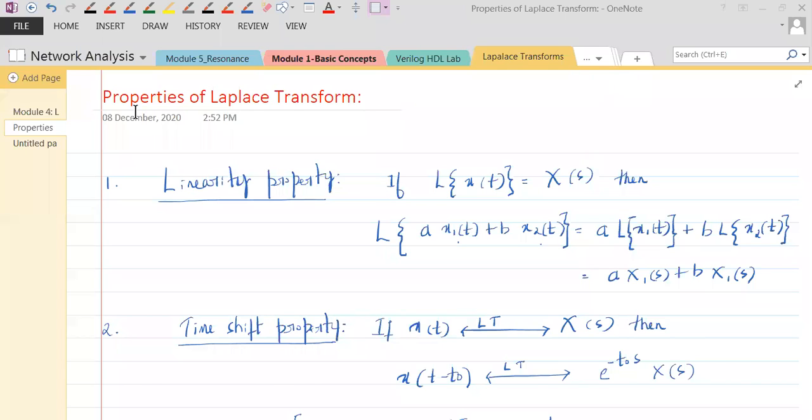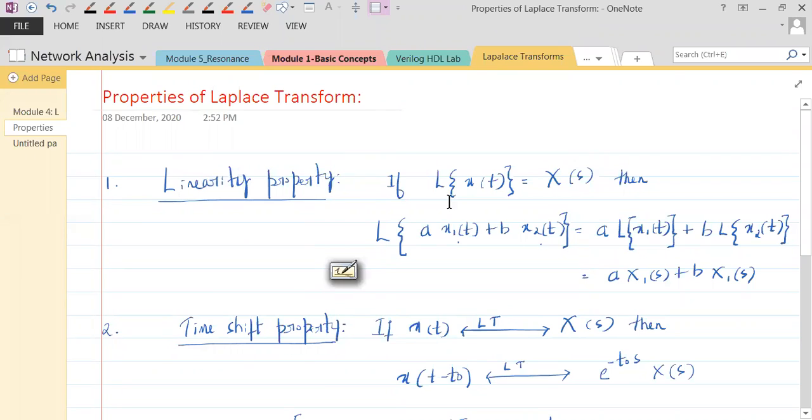After looking at the Laplace transform of the basic signals, now we shall see the properties of Laplace transform. Why would these properties be of help? This would be helpful when there are complex signals or combinations of basic signals. Then we can use these properties to obtain the Laplace transform of such combinations of basic signals in an easier way.